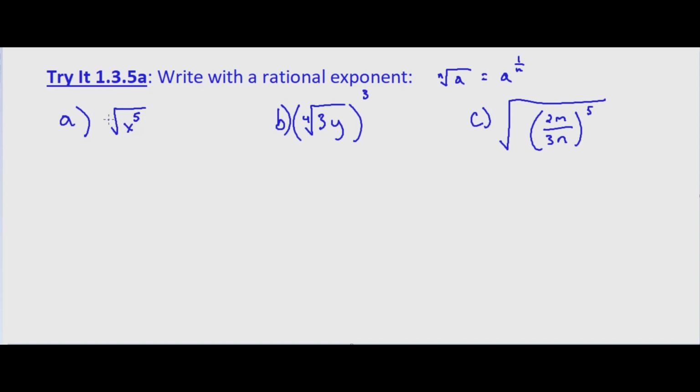So with this first problem, part A, we have the square root of x to the 5th. Now remember, with a square root, there's an invisible 2 out here, so that means n equals 2, which means this is x to the 5th to the 1/2. Remember, nth root of a equals a to the 1 over n. When you take an exponent to an exponent, you multiply the exponents, so this equals x to the 5/2.